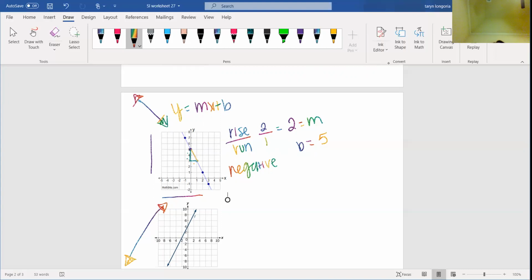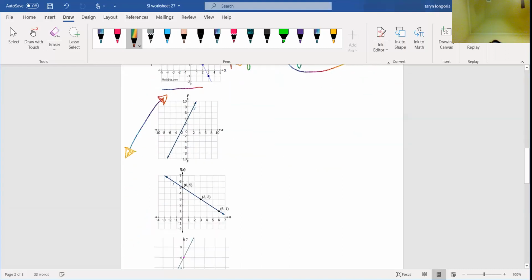So it's a negative graph, so you're going to have a negative sign. So it's going to be y equals negative 2x. Your slope will be negative if it's a negative graph. Okay, and then you have plus 5 because this is a positive 5 up here. So then that will be your equation. So here, this is a positive graph.